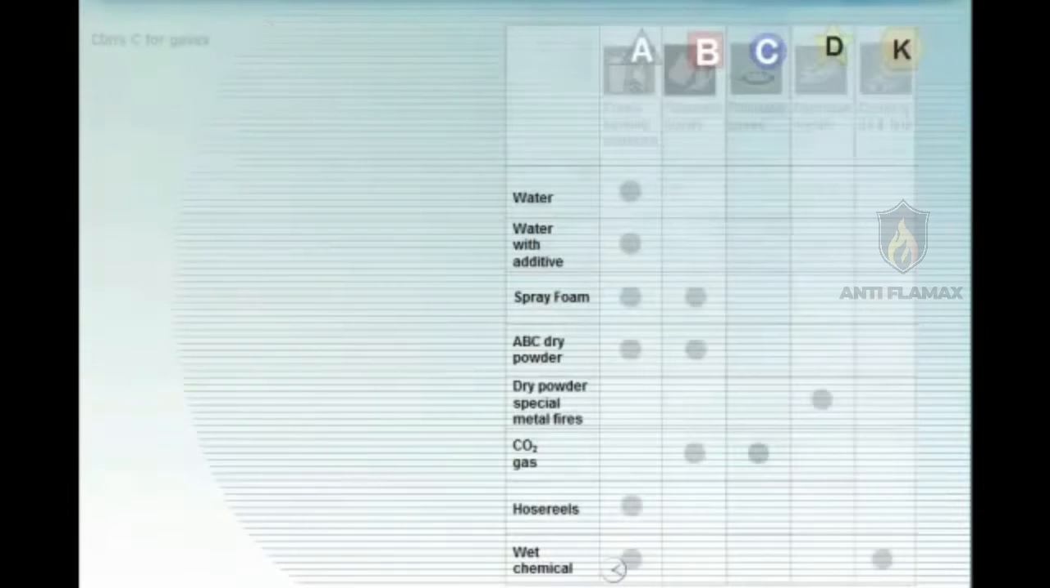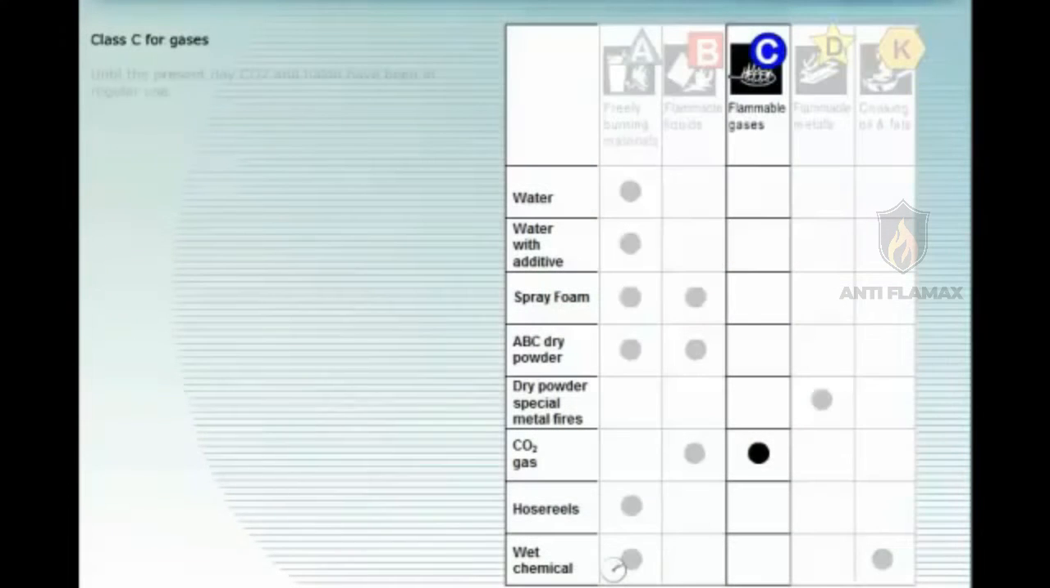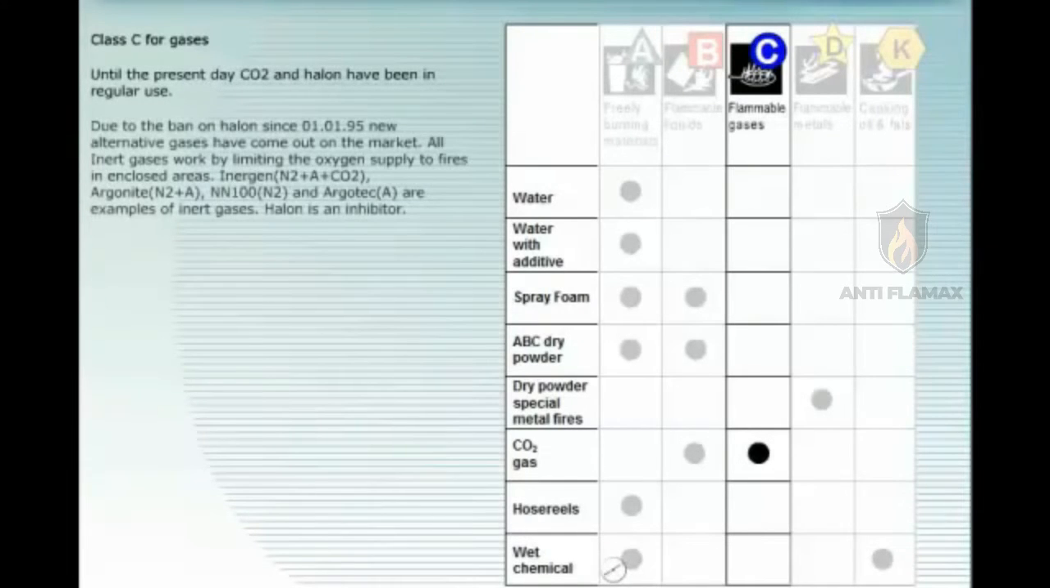Until the present day, CO2 and halon have been in regular use. Due to the ban on halon since the 1st of January 1995, new alternative gases have come out on the market. All inert gases work by limiting the oxygen supply to fires in enclosed areas. Inogen, argonite, NN100 and Argotec are examples of inert gases.